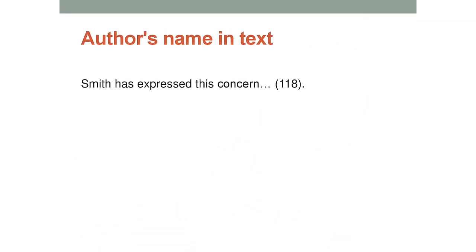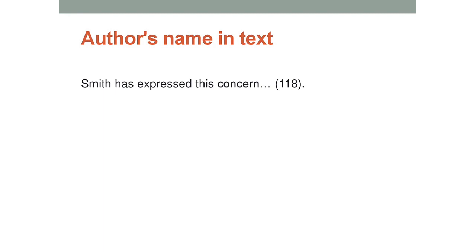MLA's style of in-text referencing makes use of the author's name and the page number. They do not concern themselves with the year of publication of the book or the source that you are using. So when you are mentioning the author's name in the text, open a bracket, and put the page number at the end of the quotation. For instance, Smith has expressed this concern, quote what the person said, open bracket, put the page number.